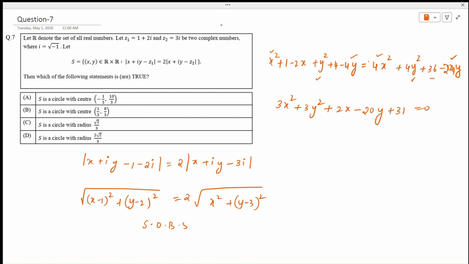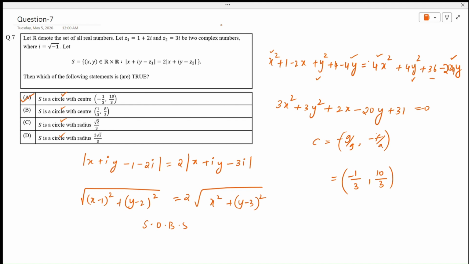We don't have to check for any other conditions on whether this is a circle or not. Clearly, in every option, S is a circle. So we just have to find the center and radius. Center is nothing but minus g by a comma minus f by a. In this case, g is 1, so minus 1 by 3. f is minus 10, so it becomes 10 by 3. This is our center, so option A is correct.